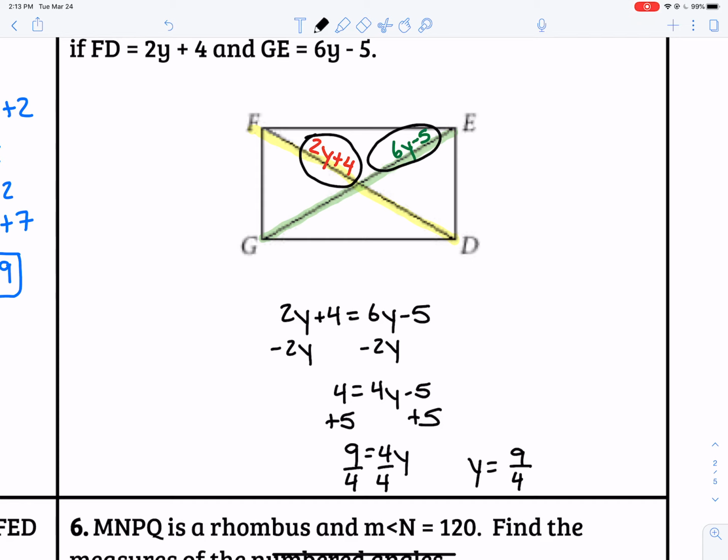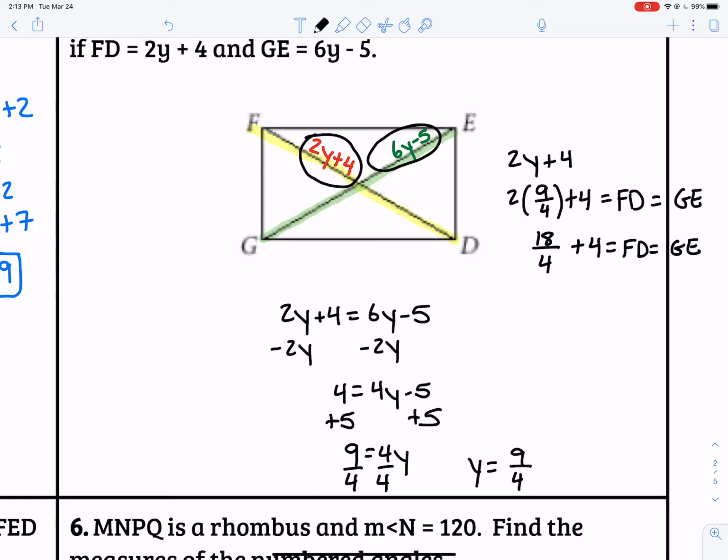So I think that 2y plus 4 looks a little easier to plug it into. So I'm going to say 2 times 9 over 4 plus 4 is equal to FD, and FD is equal to GE. So no matter which one I plug it into, I should get the same thing. So I get 2 times 9 is 18 over 4 plus 4. And I'll just bring that other part down. FD and GE are equal to one another. And I'm going to put the segment symbol above those.